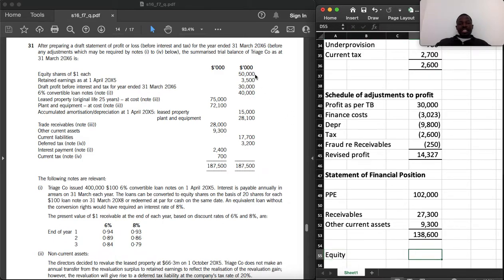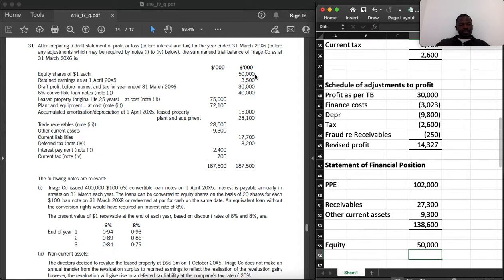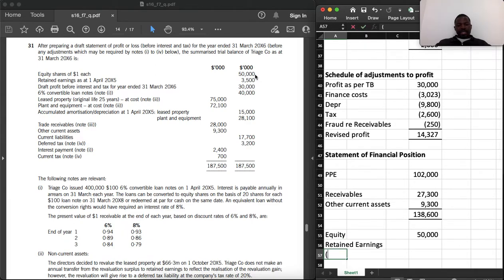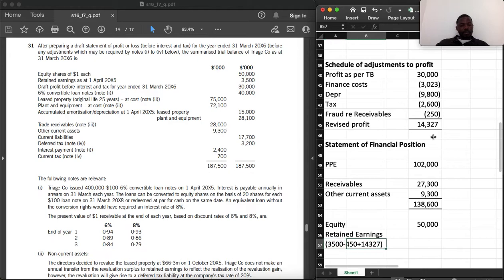Then we go to other section. We have got equity here of 50,000. We have got retained earnings. We'll do a working here. The retained earnings that we are given here is 3,500, less the prior year fraud of 450, we add the current profit that is revised of 14,327, like that.